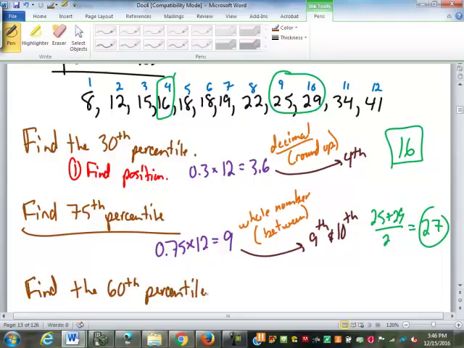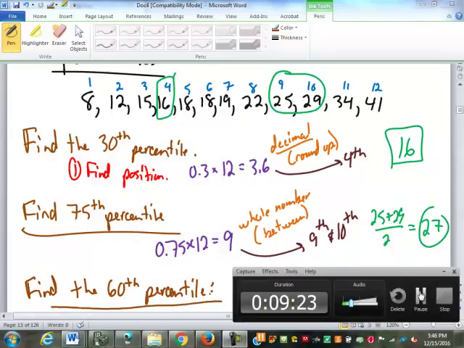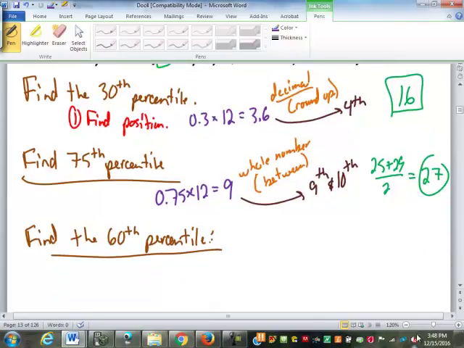In your notes, I want you to find the 60th percentile for me quick. I'll pause for you guys. So to find the 60th percentile, it's 0.6 times n. So 0.6 times 12 is 7.2.